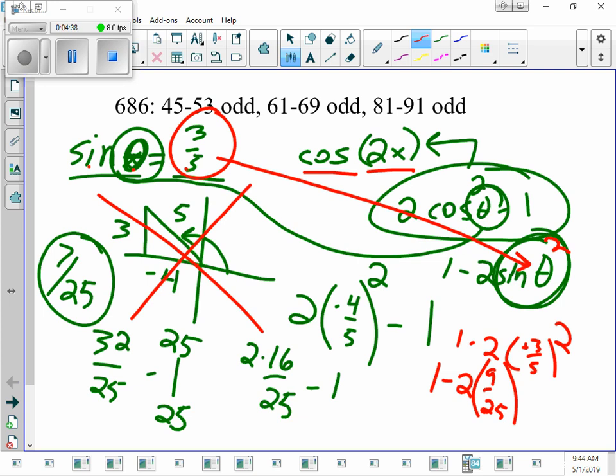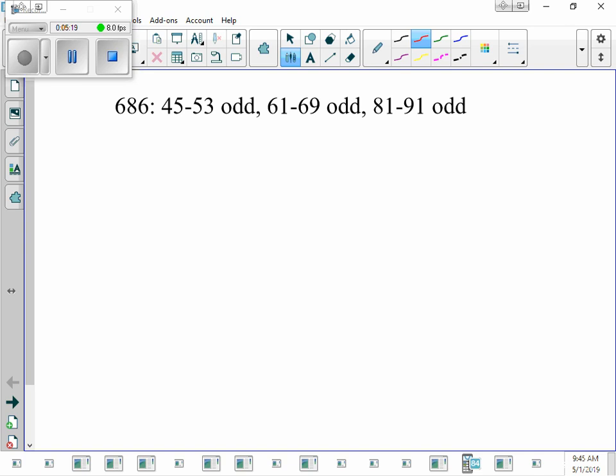So I get 18. Oh, nope, we're fine. 2 times 9 is 18, so 1 minus 18 over 25. This is less than 1. So 1 minus 18 over 25 is 7 over 25. So we're good. I didn't make a mistake. In both cases, I got 7/25. Okay. Any other questions on that one?